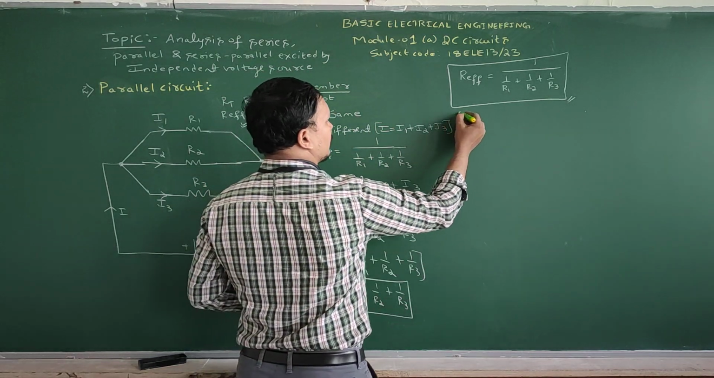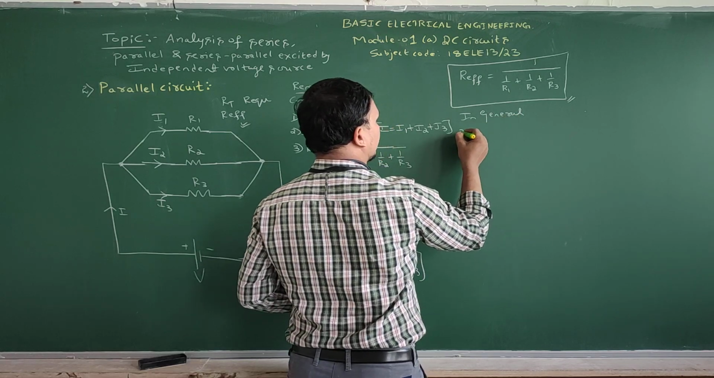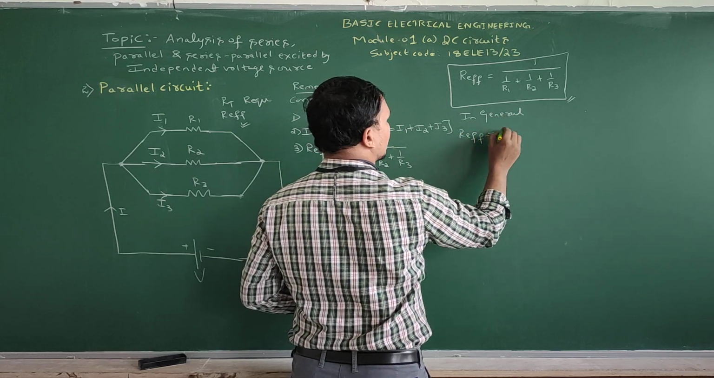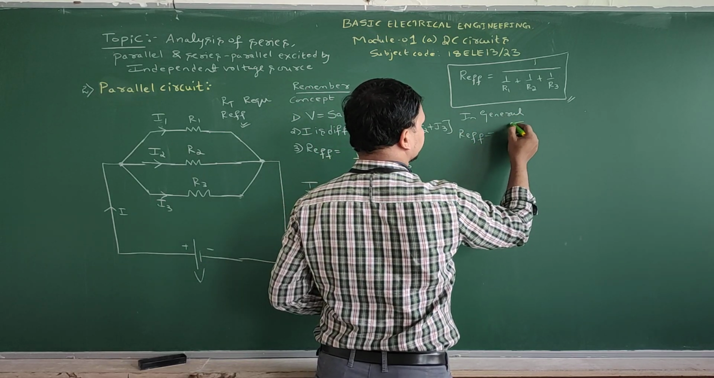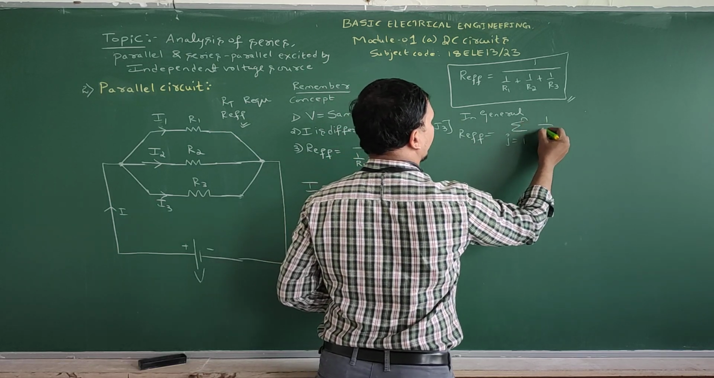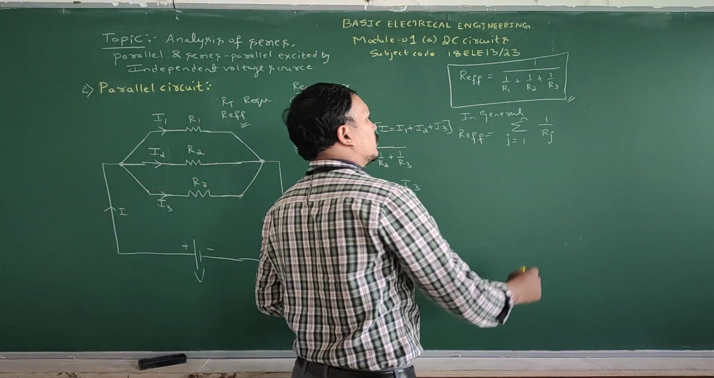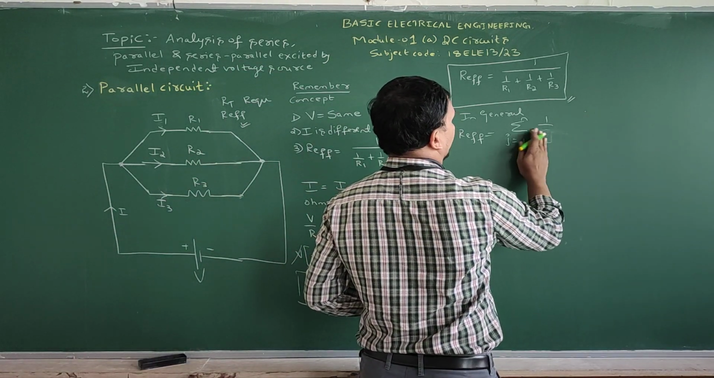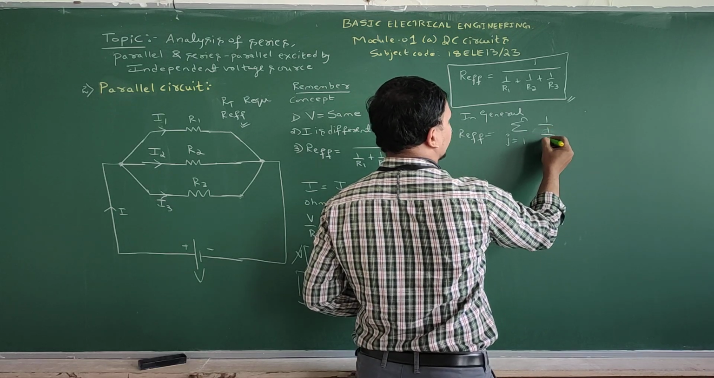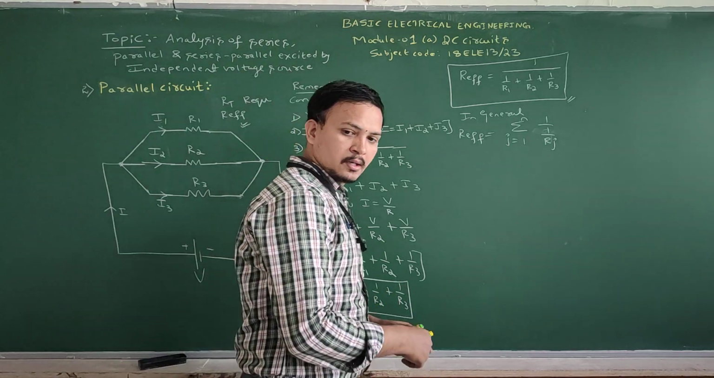So in general, we can write the mathematical equation: R effective is equal to 1 divided by the summation from j equals 1 to n of 1 by Rj.